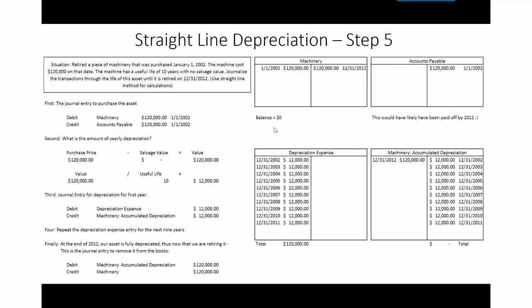And then finally, we decide at the end of 2012 that we are going to dispose of this piece of machinery. So in order to get it off of our books, what we will do is we will debit and clear out that accumulated depreciation. So we will debit accumulated depreciation for $120,000, and we will credit the piece of machinery for $120,000. And that is what gets it off of our books.